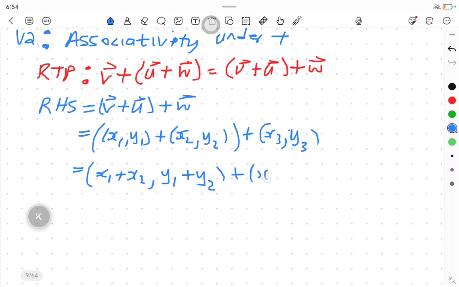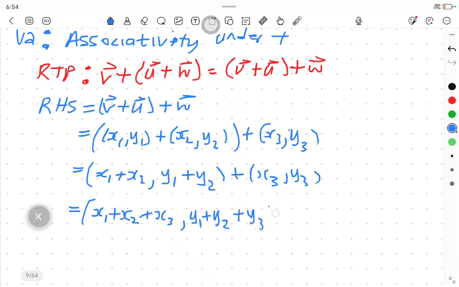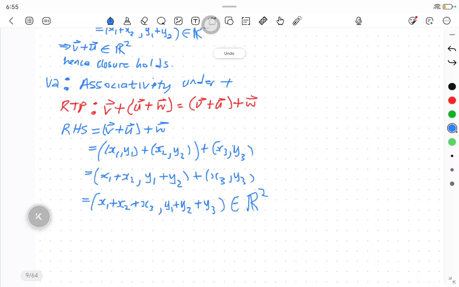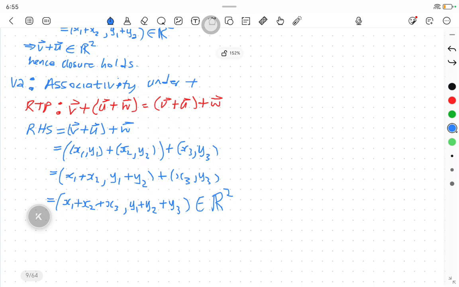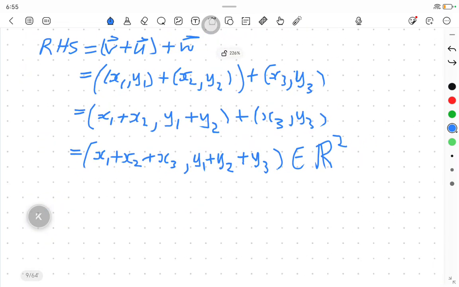And then we have this. And then now we do the same, we add this and this, then we add this and this until we are done. So this will be (x1 plus x2 plus x3, y1 plus y2 plus y3), and this is an element of what? Of R squared. You see that this is really an element of R squared because we have two components, an ordered pair. Now we look at the left hand side.